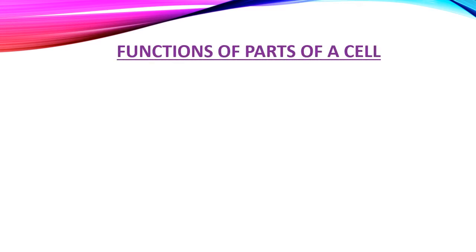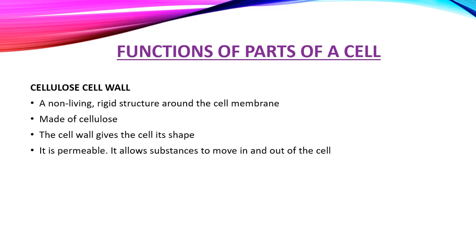And on to part 3, functions of parts of a cell. First of all, we're going to talk about the cellulose cell wall, which is a non-living rigid structure around the cell membrane, and it is made of cellulose. The cell wall gives the cell its shape, and it is fully permeable, that is, it allows substances to move in and out of the cell.